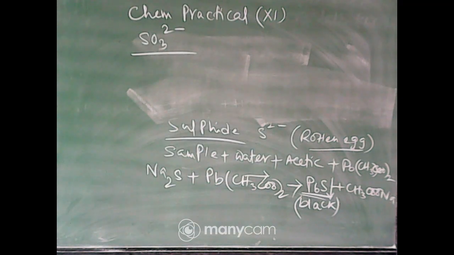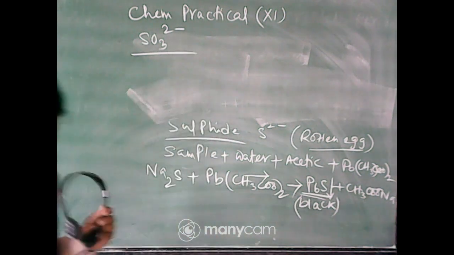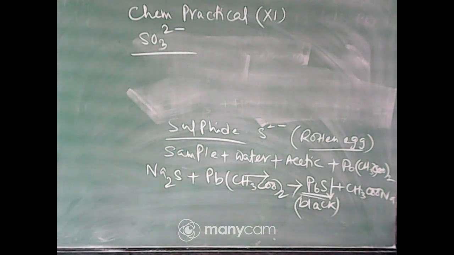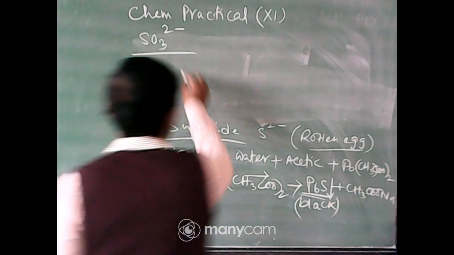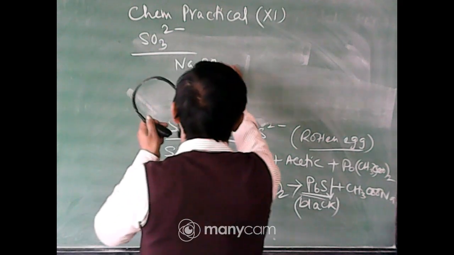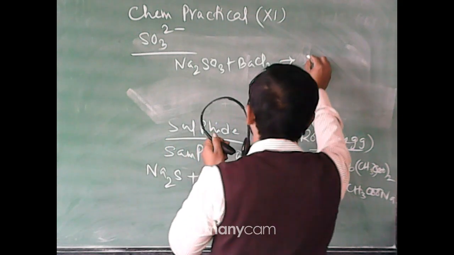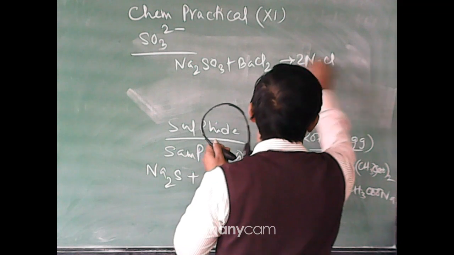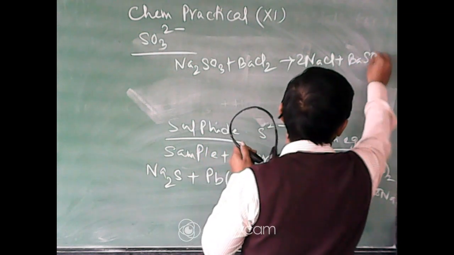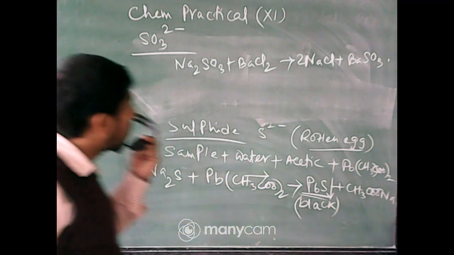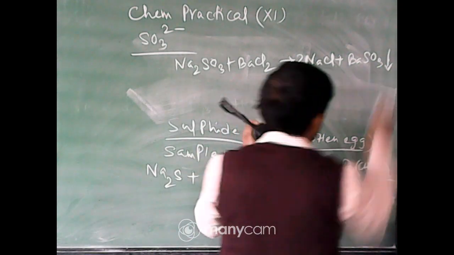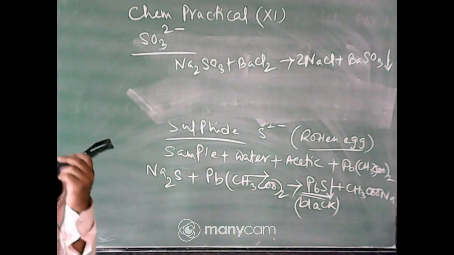Now we will follow the chemistry responsible for that. For sulphide, sodium sulphide plus barium chloride gives the solution of NaCl plus barium sulphide. This barium sulphide is of white color. Clear?